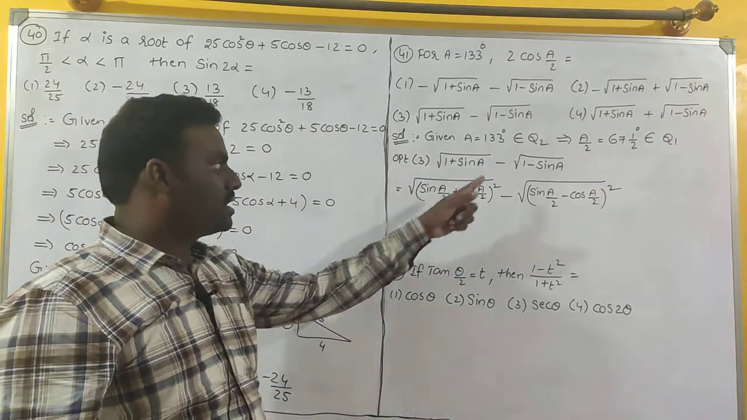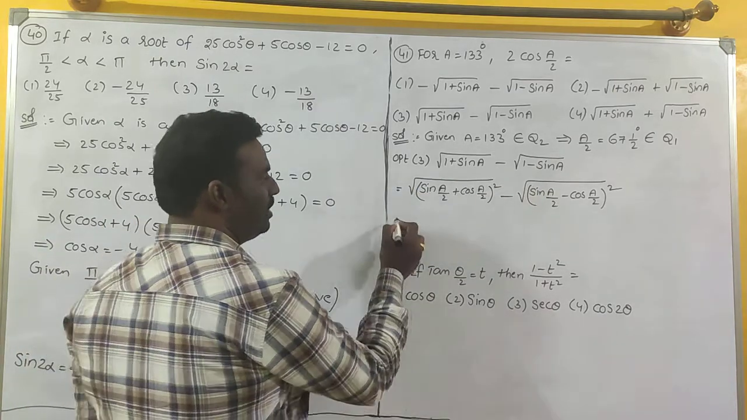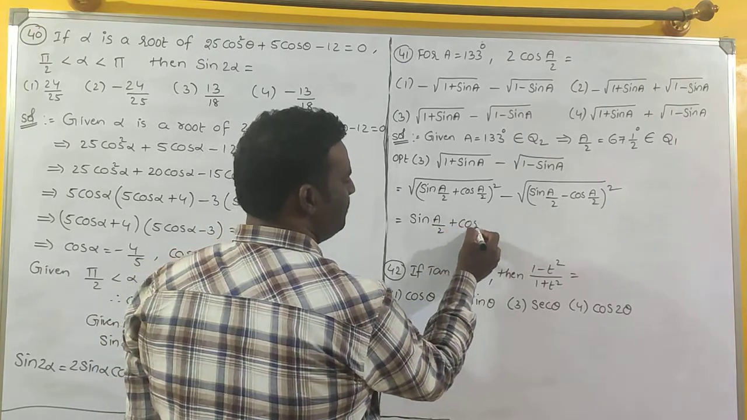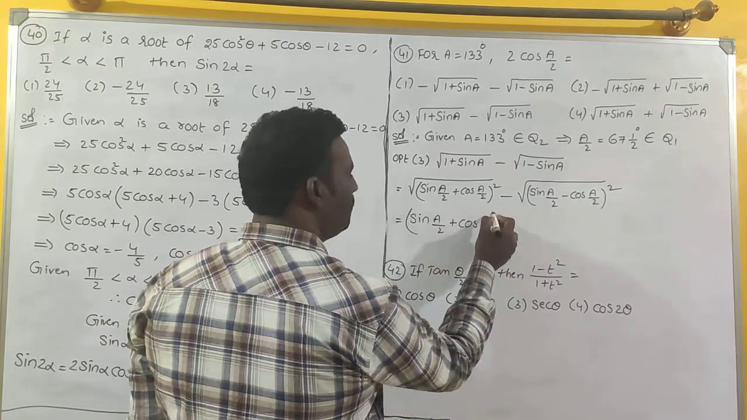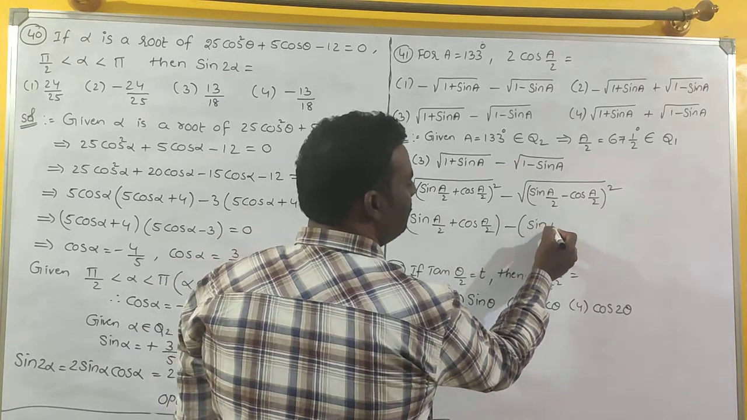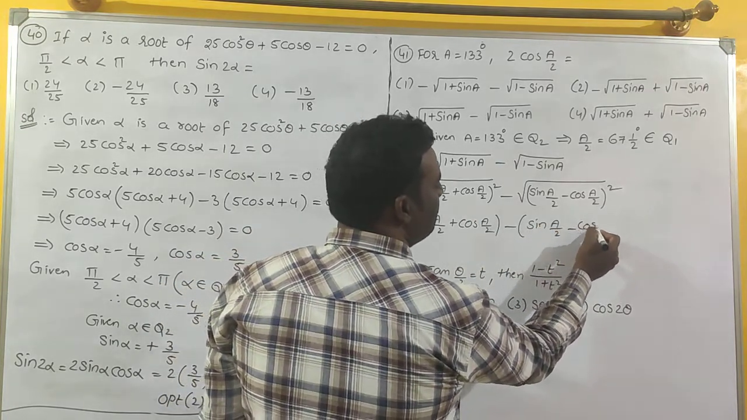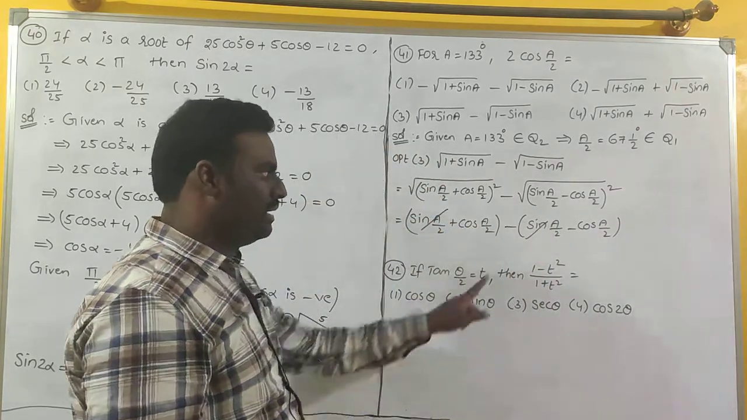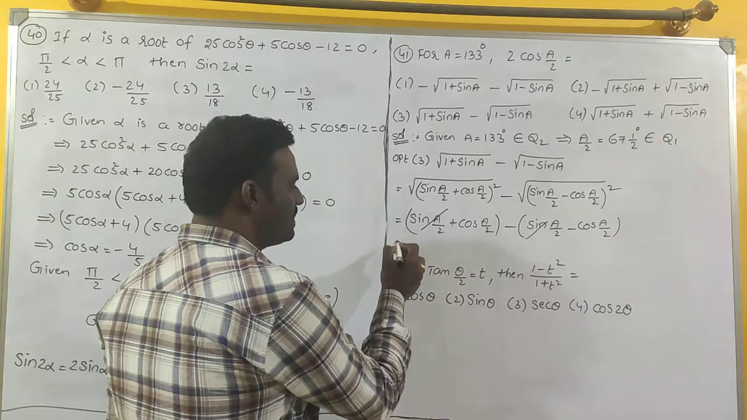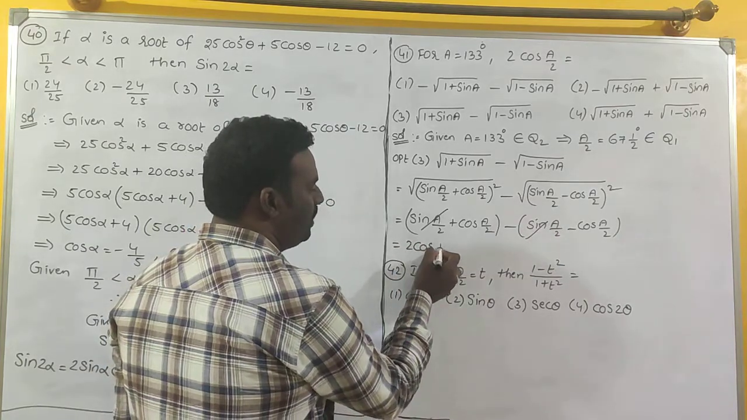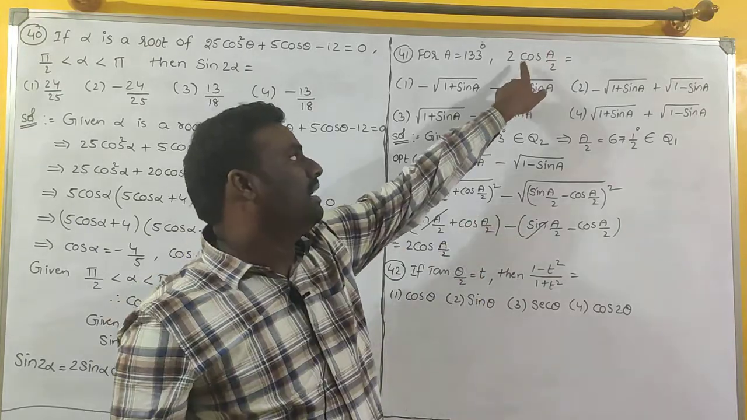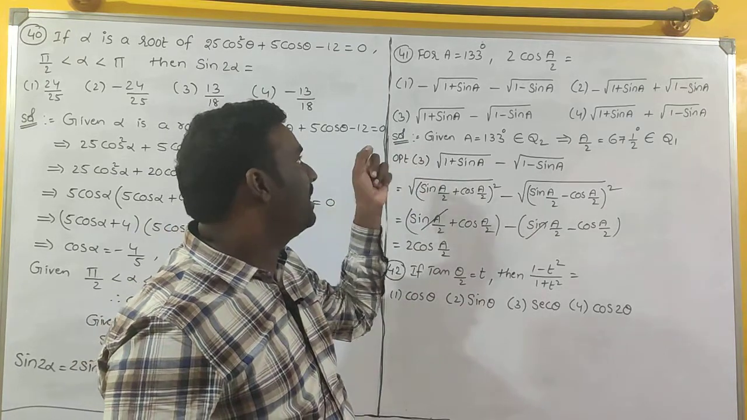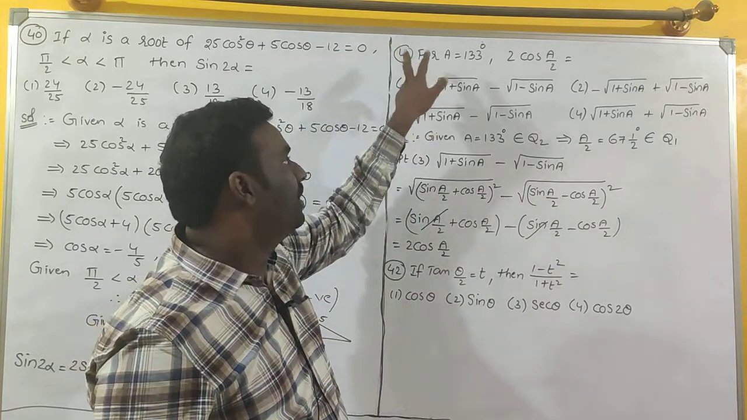Okay, now the square root gets cancelled. Now what will you get? Sin A by 2 plus cos A by 2 minus sin A by 2 minus cos A by 2. Sin A by 2 gets cancelled. Minus of minus plus cos, that is nothing but 2 cos A by 2. So this is the required answer. Now which option is correct? Option 3 is the correct answer for question number 41.